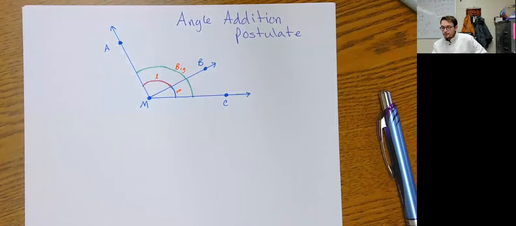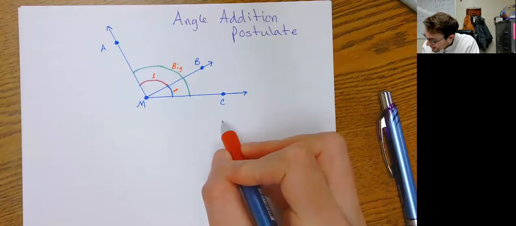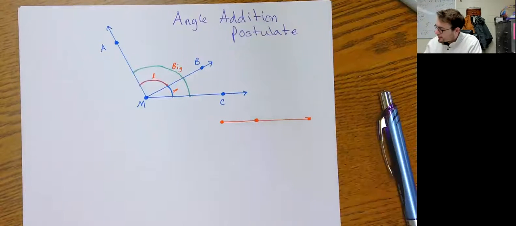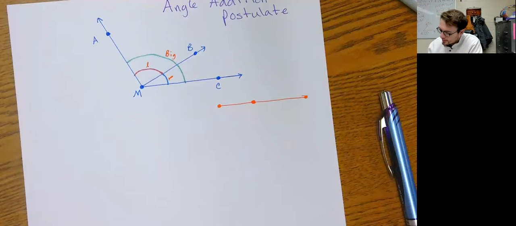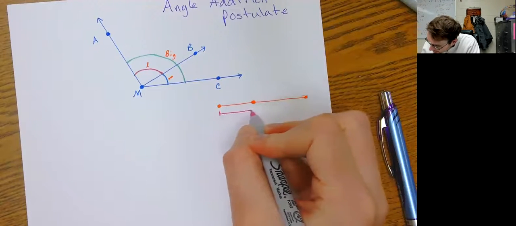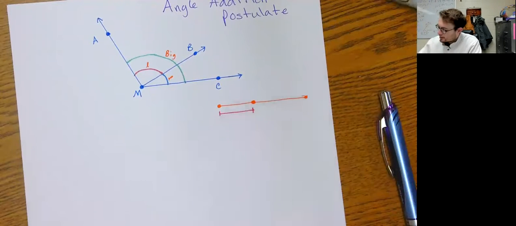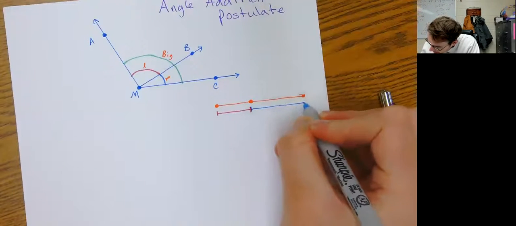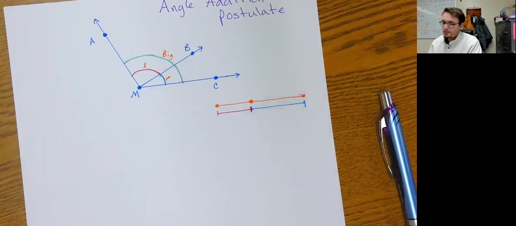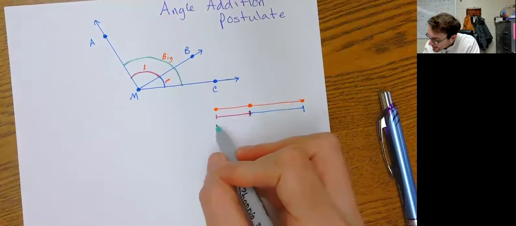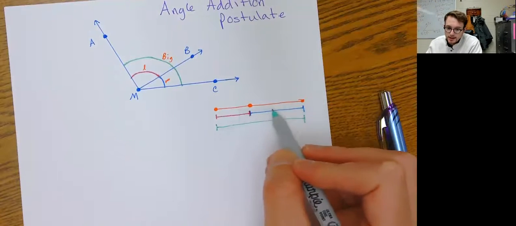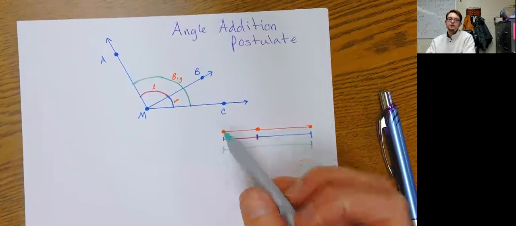That is what the angle addition postulate is, just like the segment addition postulate, where you had a little piece, which would be this little section, plus another little piece, which would then be this section to here. And when you add them together, using the segment addition postulate, you would get the whole piece, because this plus this is this. And it's the same thing with the angle addition postulate.